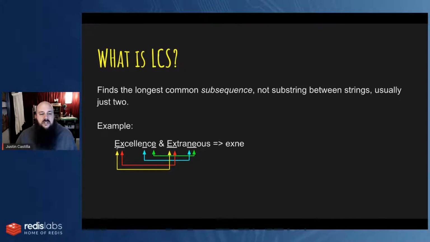So it's not going to be just EX and just EX here, because they are both within those two words. It's going to collect all the letters. So "cellence" and "traneous" are not going to be in our final return. It's going to be "xnce" because both of these have that sequence of letters, which is kind of interesting.